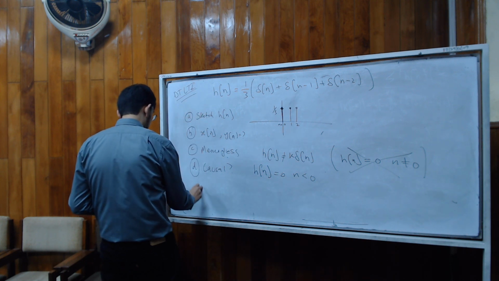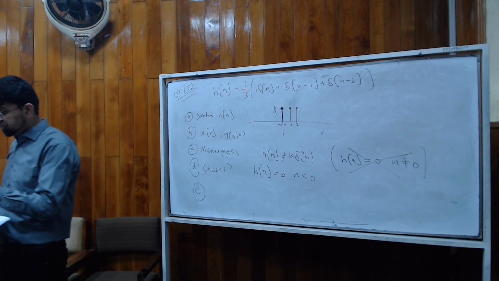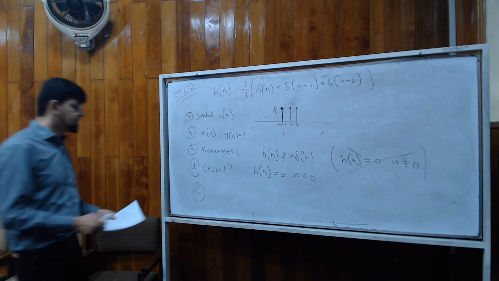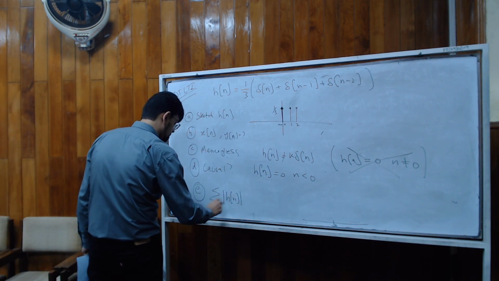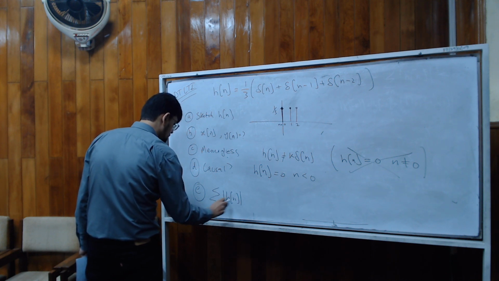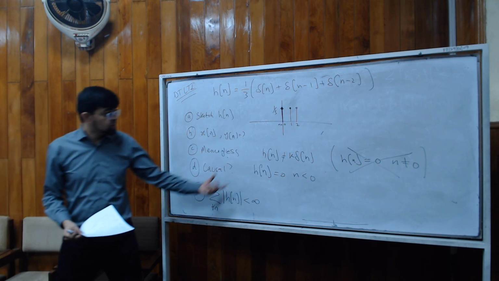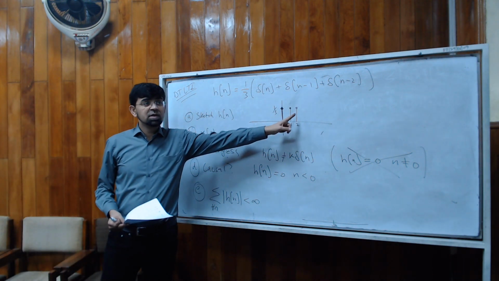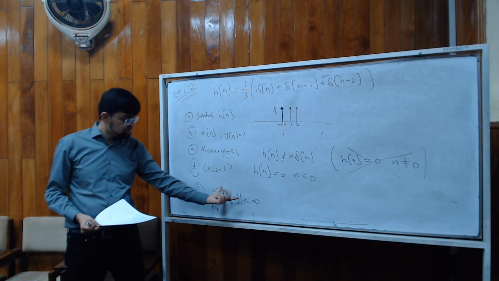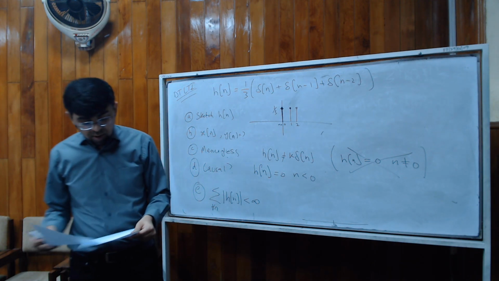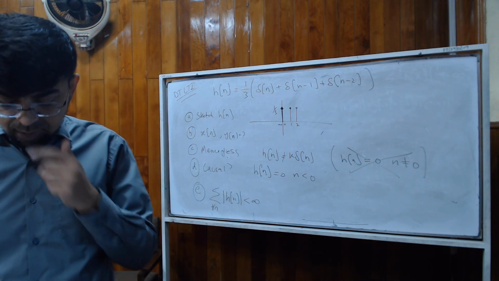What about stability? Is it BIBO stable? Again, what's the test? We say the sum of the absolute values of the impulse response should not be infinite. Now it's very easy to see. There are only three terms, 1/3 plus 1/3 plus 1/3, that is 1. So 1 is definitely a finite number. So the system is clearly BIBO stable.